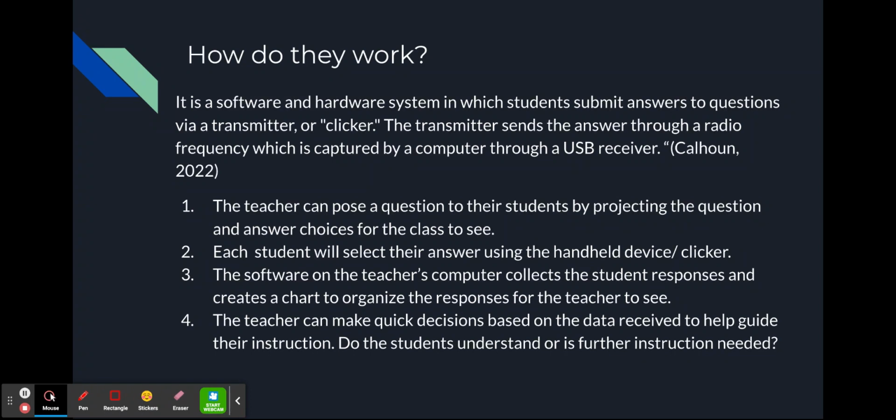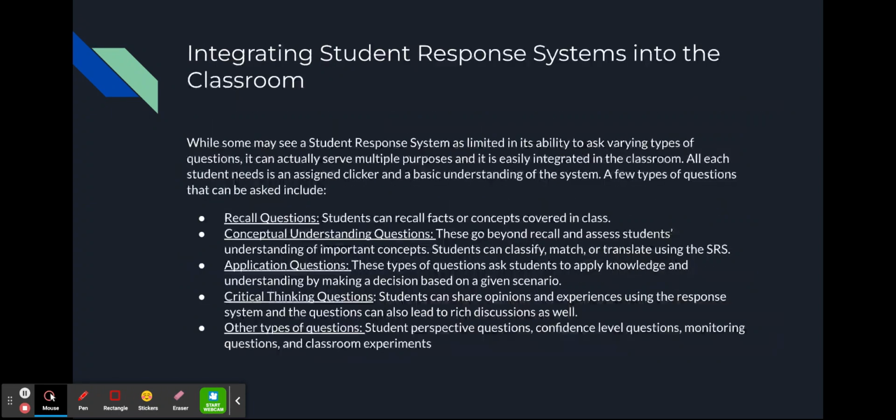The clickers are typically assigned by number, so that's how you know what number corresponds to which student. The software on the teacher's computer collects the student responses and creates a chart to organize the responses for the teacher to see. The teacher can make quick decisions based on the data received to help guide their instruction. Do the students understand, or is further instruction needed? So that's kind of just the cycle of how those clickers or that student response system works in your classroom.